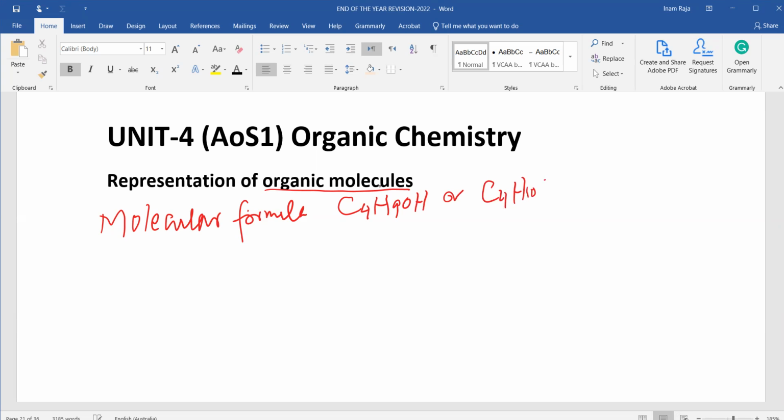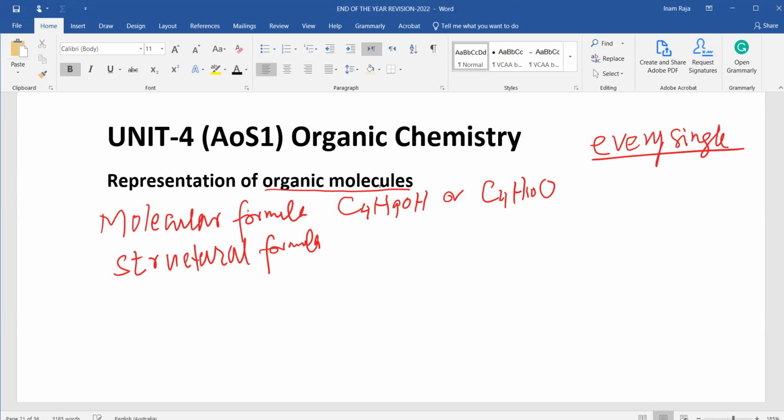Both are acceptable. And then there is the structural formula, very commonly asked in the exam, and because of simple mistakes, students lose marks. To write a structural formula, you need to show every single bond. Emphasis is on every. For example, if you have 4 carbons, you need to connect the 4 carbons with single bonds.